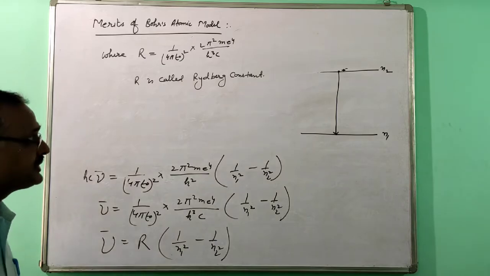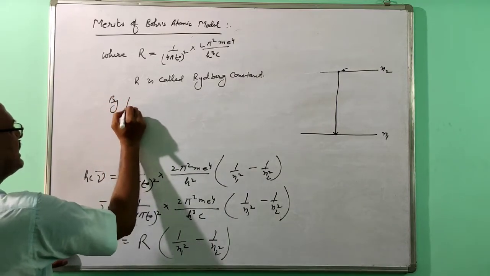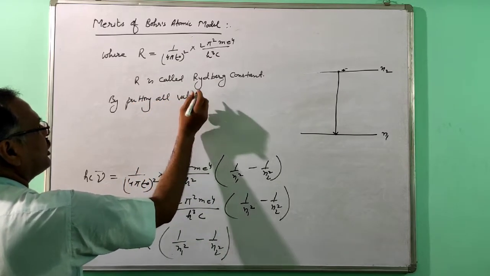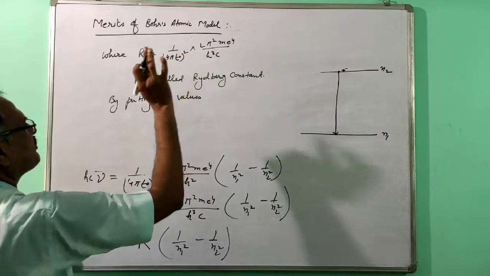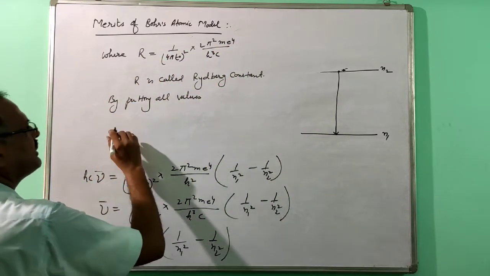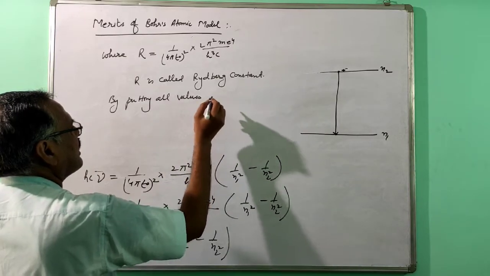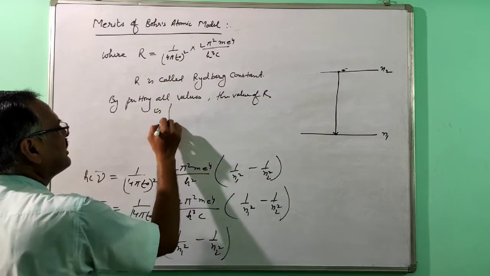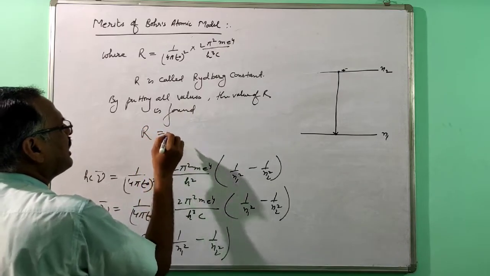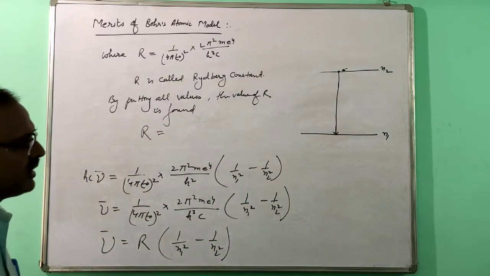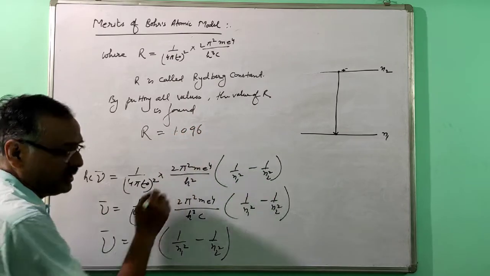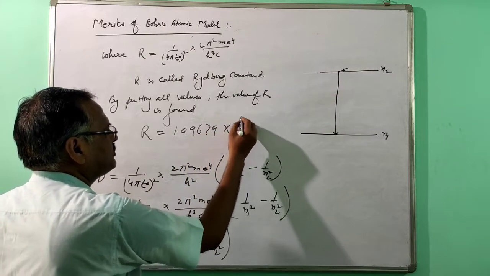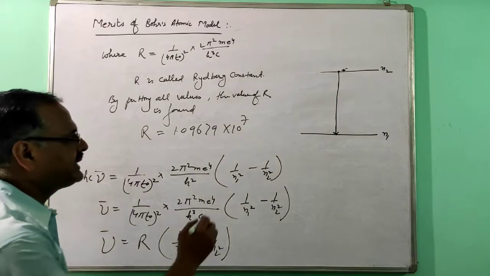By substituting all the values, that is pi, m, e, h, c and 1 upon 4 pi epsilon naught, the value of R is found. What value is found? R is equal to 1.09679 into 10 raised to power 7, that is meter inverse.